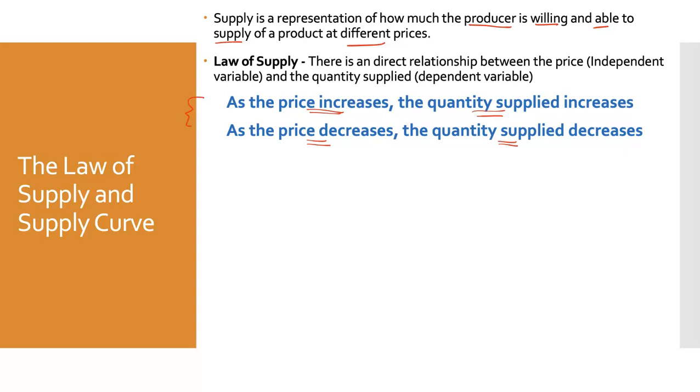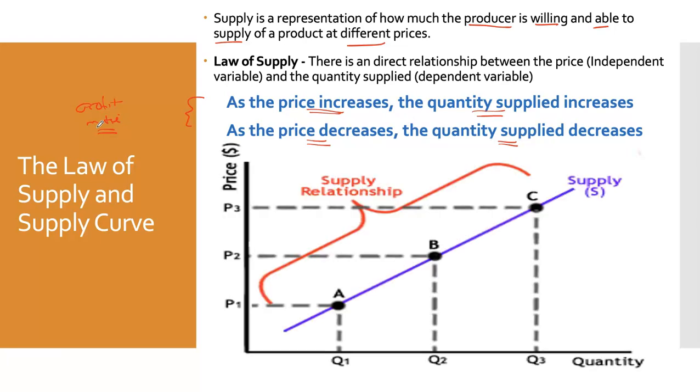This is because suppliers have a profit motive and they are trying to maximize their profit. And as price increases, likely the profit they will make will increase, so they're prepared to supply more of it. The supply curve looks like so, because as price keeps rising, so too does the amount that the supplier is willing to supply.